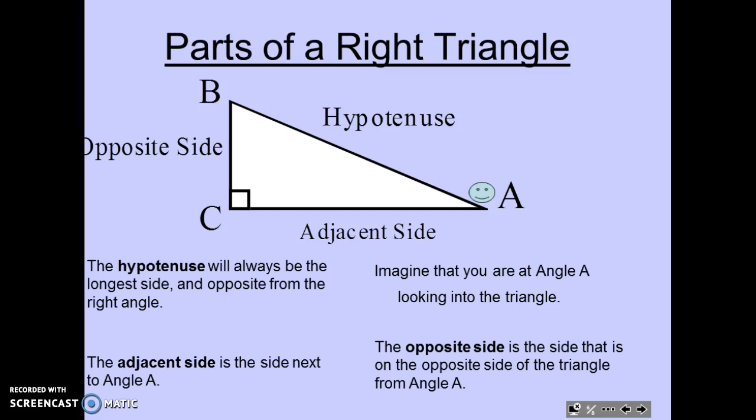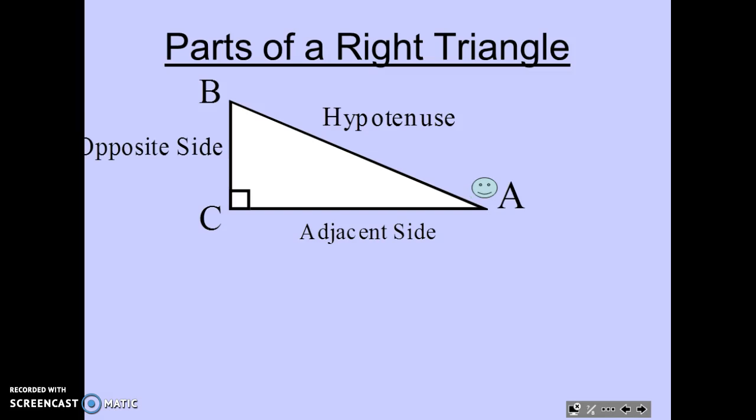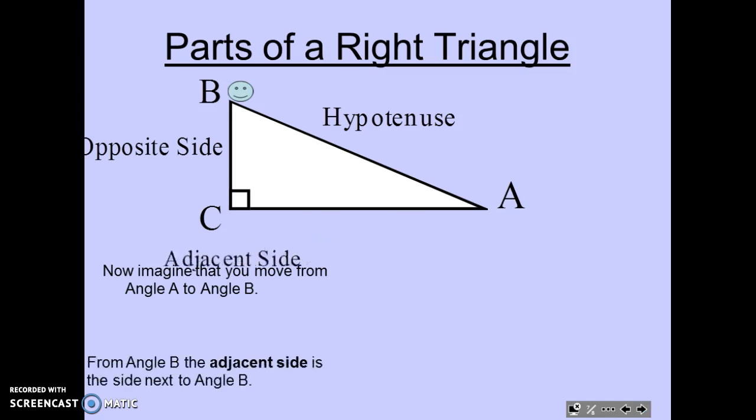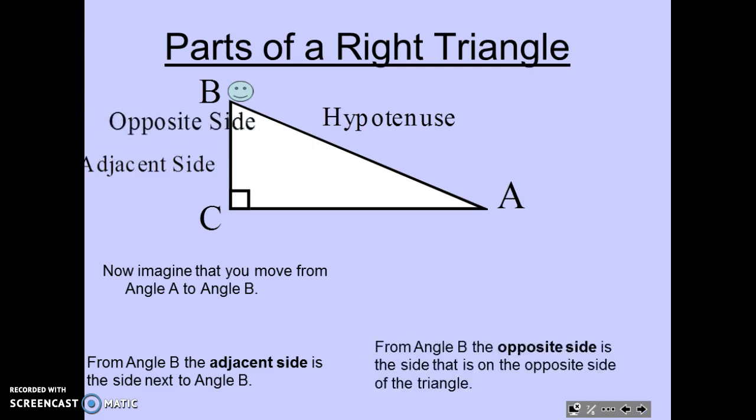The problem here is that who says that we have to start here? What happens if I move? What if I move to B? Is this still my hypotenuse? Is this still going to be my opposite? No. Why? Because now it's next to B, which means that my opposite is going to change and come down here. So depending on where I start is where I label my sides.